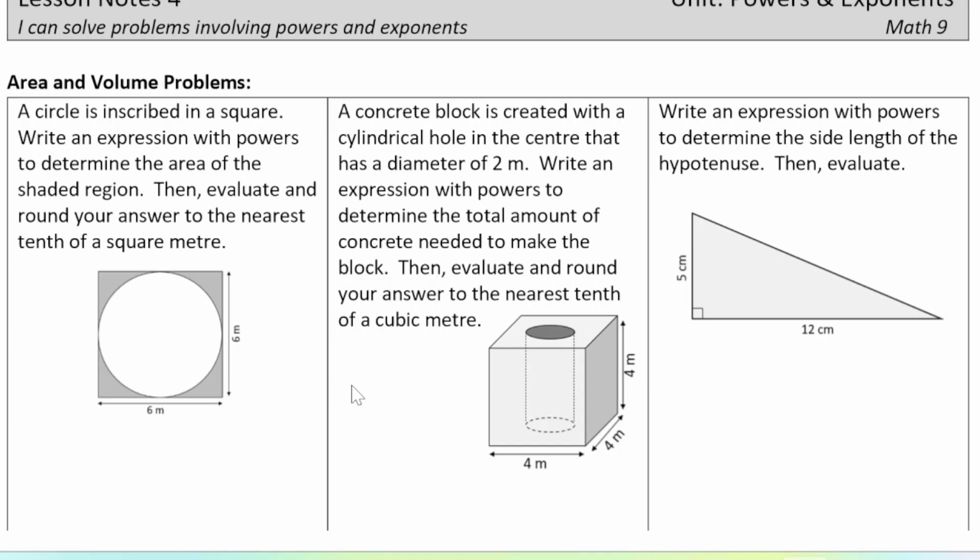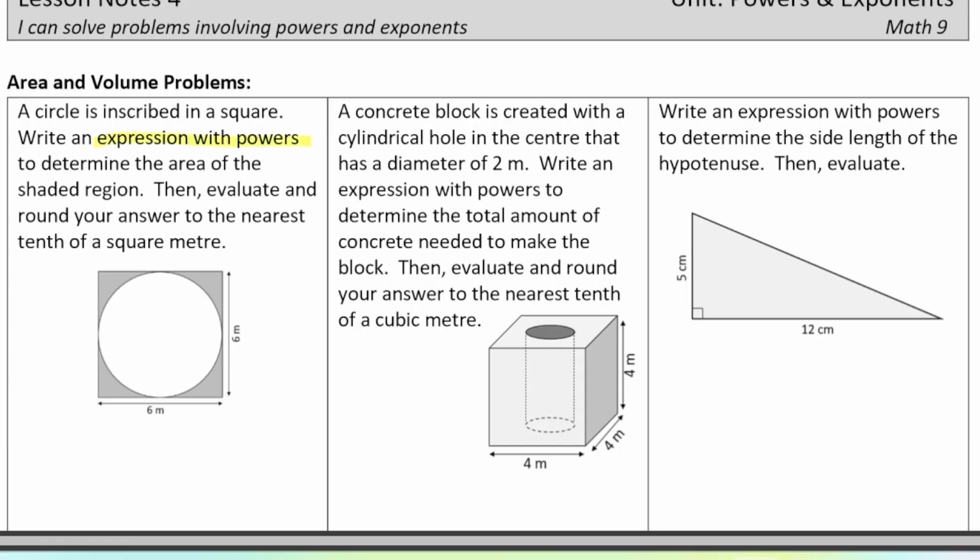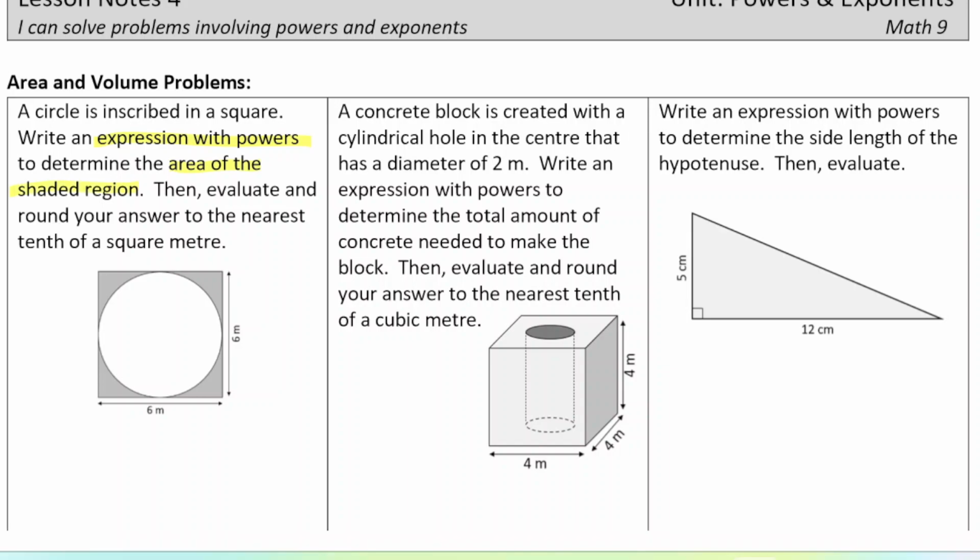Let's have a look. So first one, a circle is inscribed in a square. That means the edges of the circle are just touching the sides of the square. Write an expression with powers to determine the area of the shaded region. Then evaluate and round your answer to the nearest tenth. Okay, so the shaded region would be the area of the square.